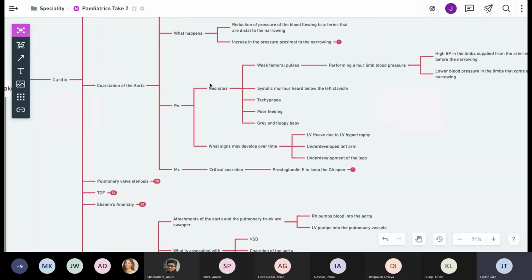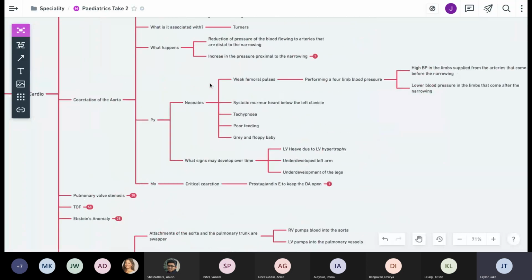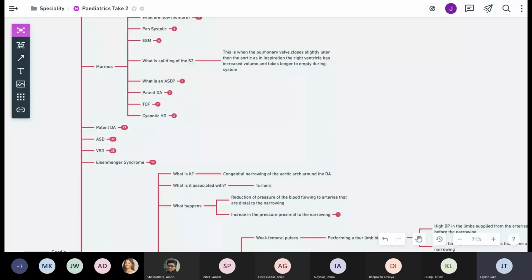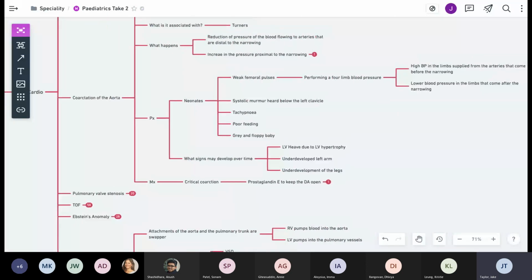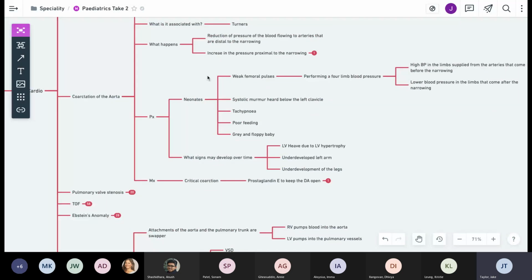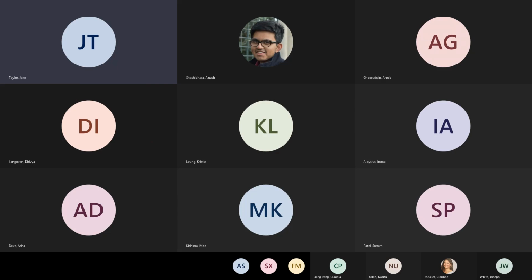Okay. So the split S2. It confuses me as well, so don't worry. I'm still confused by it. S2 is the pulmonary valve and the aortic valve. The split S2 is the pulmonary valve and the aortic valve. The S2 correlates with them closing.